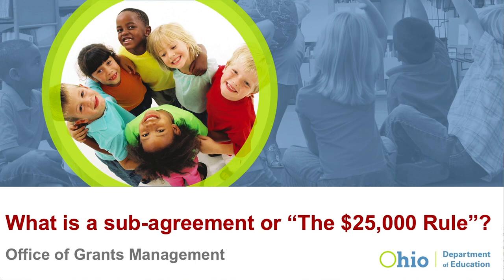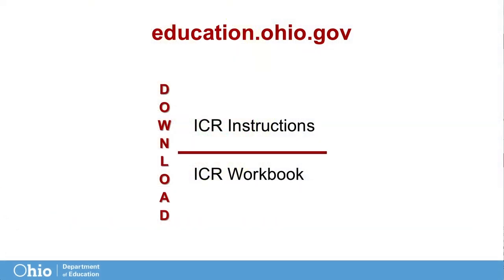The purpose of this video is to provide an overview of when the cost in excess of $25,000 for a subagreement is considered a distorting expense to your organization. You will use this rule when completing Schedule A of the Indirect Cost Rate Proposal and when calculating indirect cost reimbursement from a grant. Detailed information about the Indirect Cost Rate Proposal can be found at education.ohio.gov and by searching Indirect Cost Rate Proposal. Please download a copy of the instructions in the workbook now for reference.